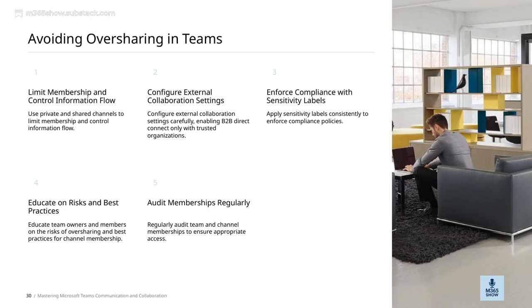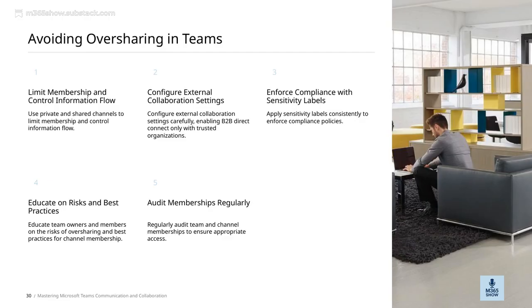Next, educating your team owners and members about the risks of oversharing is crucial. Make sure everyone understands best practices for managing channel memberships and what information should stay within certain groups. This awareness can really help prevent unintentional data leaks. Applying sensitivity labels consistently is another key point. These labels help enforce compliance policies across your organization, making sure sensitive information is protected appropriately.